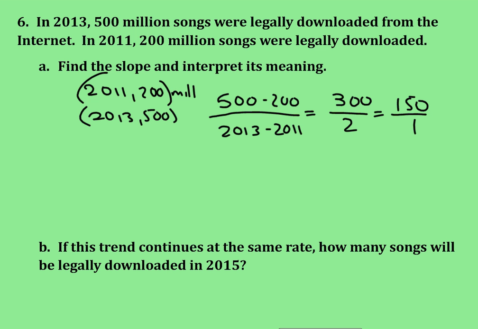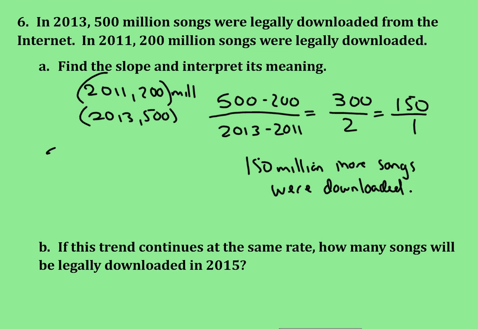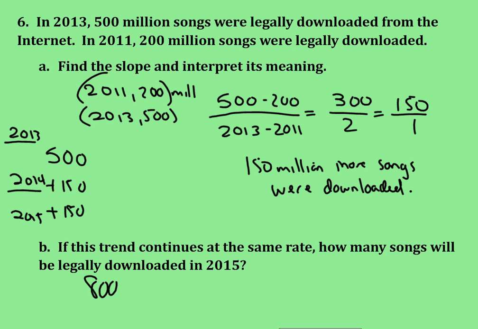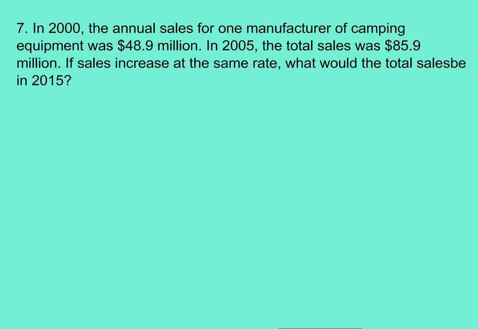So what does that mean? That means that every year over that 2-year period, 150 million more songs were downloaded. So if this trend continues at the same rate, how many songs will be legally downloaded in 2015? Okay, so 2015. So for 2013, I had 500 million. So what would it be in 2014? What would it be in 2015? Well, I add 150 and I add another 150. So that gives me 800 million songs downloaded legally in that time period.